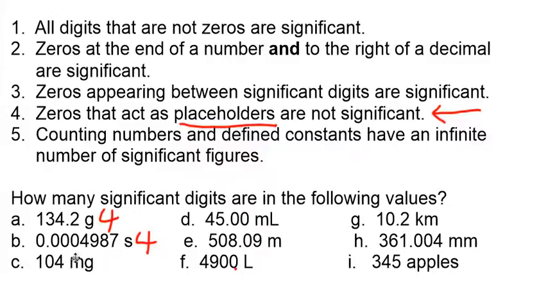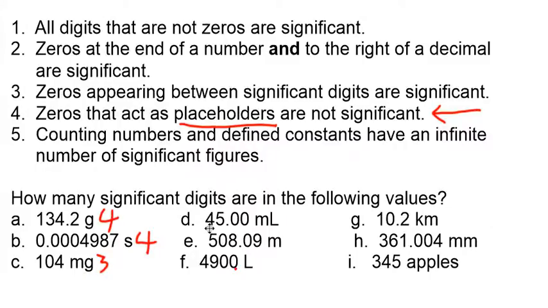We have 104 milligrams. We know the 1 and the 4 are significant. Now we need to figure out whether the 0 is significant or not. We look at rule number 3: zeros appearing between significant digits are significant. So we know that that 0 is significant, so we have 3 significant figures.